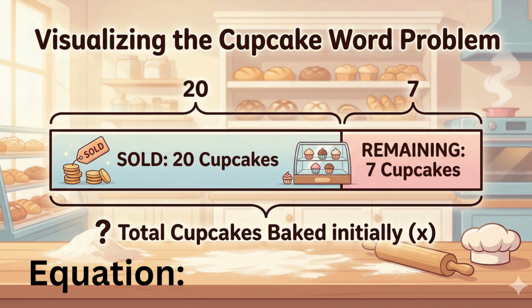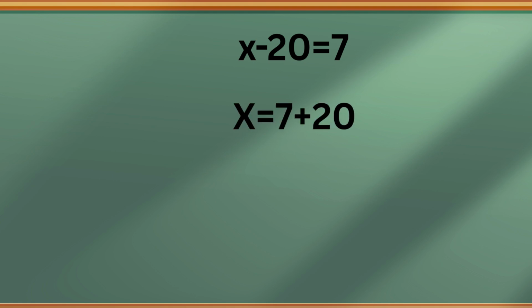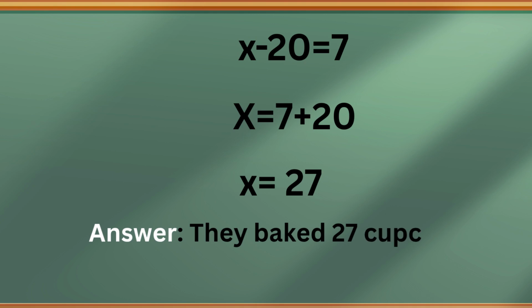Starting number, we consider it as x, right? And the number sold is 20. So x minus 20 equals 7. So now let us solve it by the transposition method. We will transpose minus 20 to the right hand side and it will become plus 20. So x equals 7 plus 20 equals 27, right? So we got the initial number. So they baked 27 cupcakes initially.